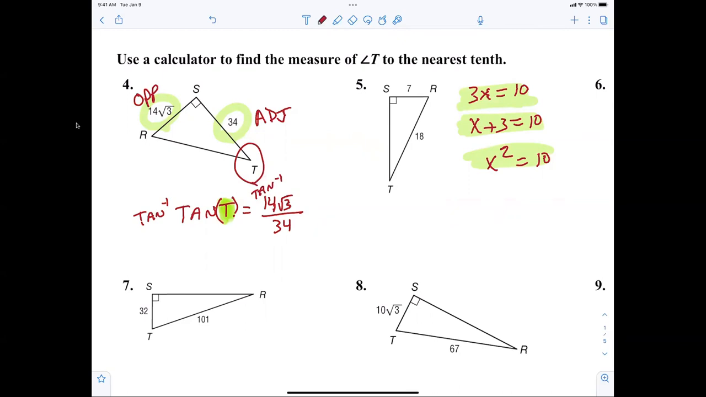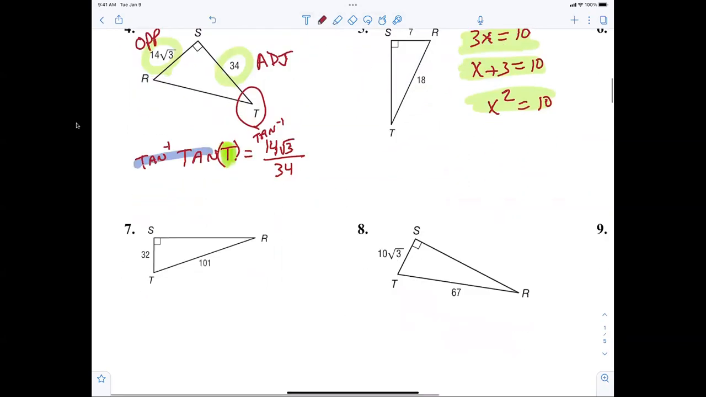Now, what happens to inverse tangent and tangent? What do they do to each other? These guys cancel each other out. So I'm left with, and I want you to write this down, T equals inverse tangent of 14 radical 3 over 34.